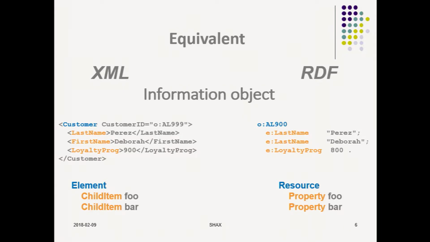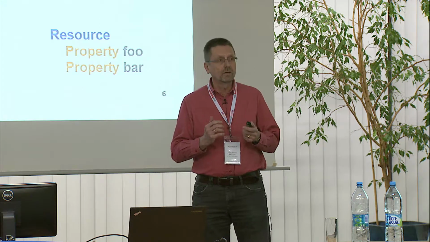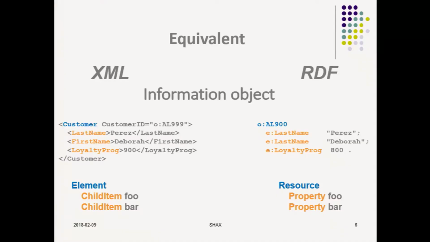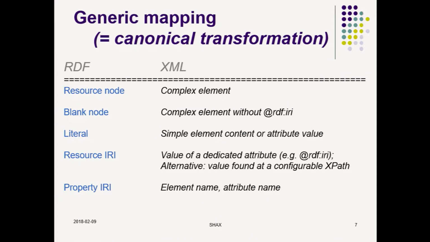They are based on common ground, a common abstraction, which I would call an information object. This is just a container of named values which are either atomic, like numbers or strings, or themselves containers of named values. And RDF calls these containers and their content resources and their properties. And XML calls them elements and their child elements and attributes. And I propose to call them just information object and its properties. This perception leads straight on to a generic mapping between XML and RDF, which you might regard as a canonical transformation.